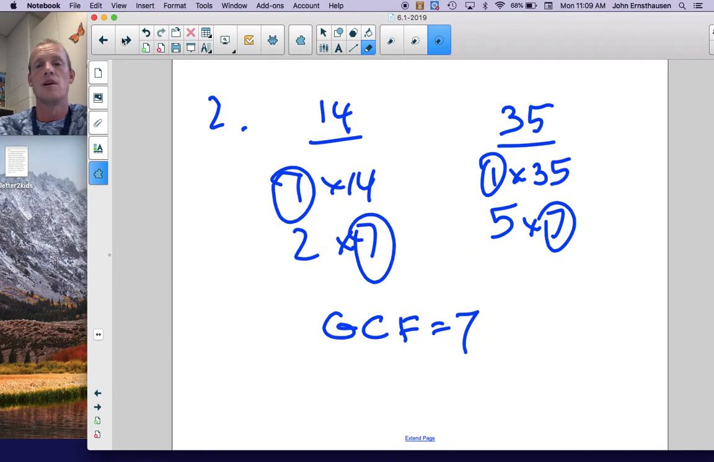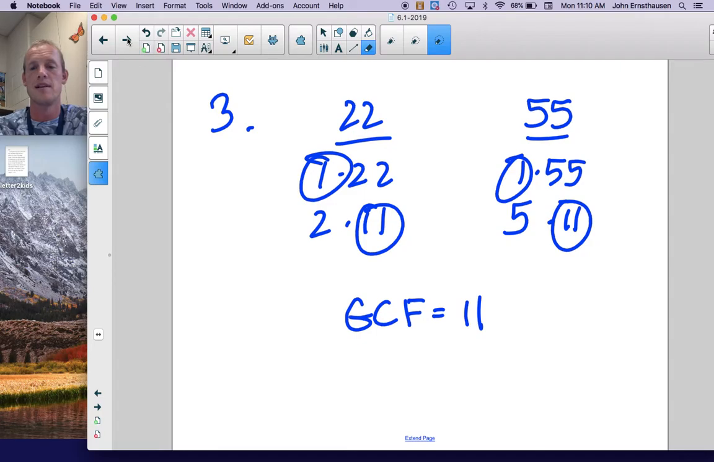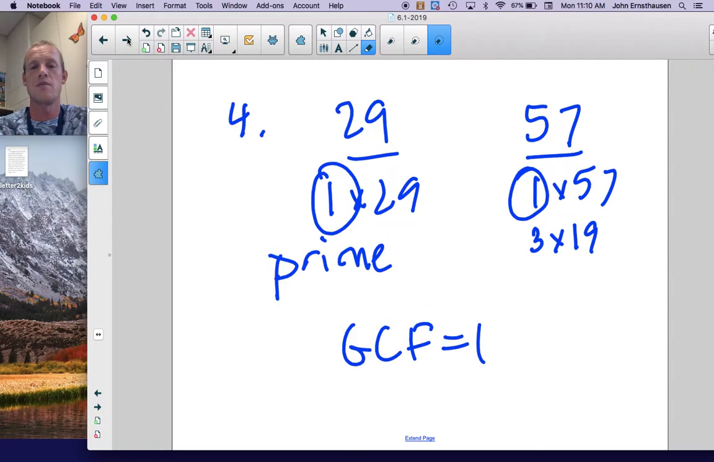Number two, the biggest number in common is 7. Okay? The factors are there. Again, you should be listing these out. Number three, the GCF is 11. Pause if you need to. And number 4 is interesting.